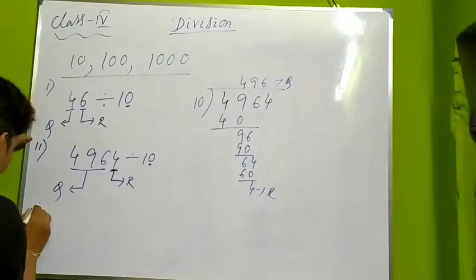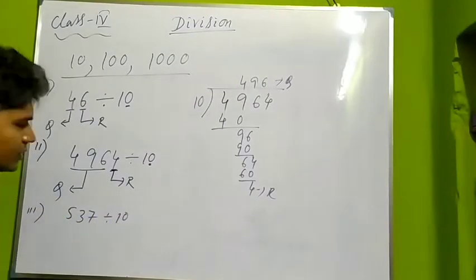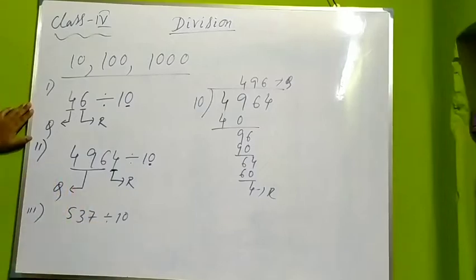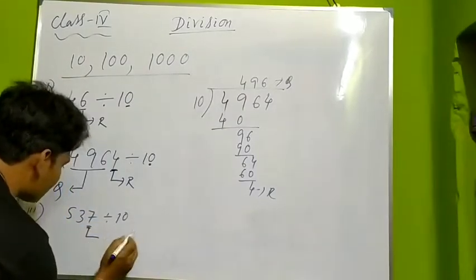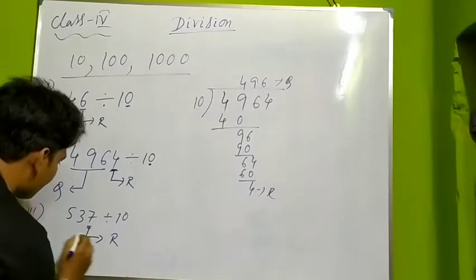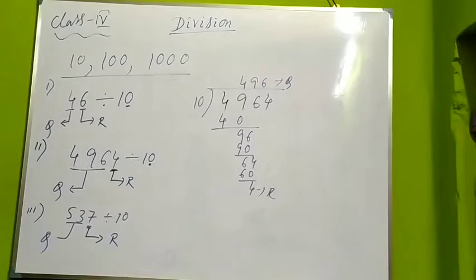Just take one more example, 537 divided by 10. Just say in a few seconds what the remainder and the quotient are. 7 from the right hand side, 7 is the first digit, so that will be the remainder, and 53 will be the quotient.